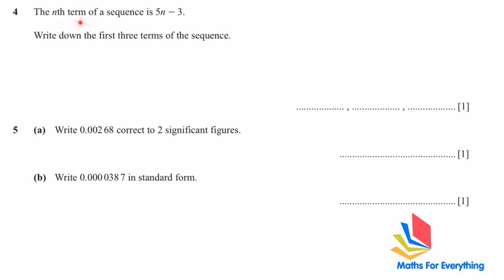Question number 4. The nth term of a sequence is 5n minus 3. Write down the first 3 terms of the sequence. So in place of n, we have to substitute 1, and then 2, and then 3. Whatever term they tell us to find, we have to substitute our n with that. We'll have 2, 7, and 12.